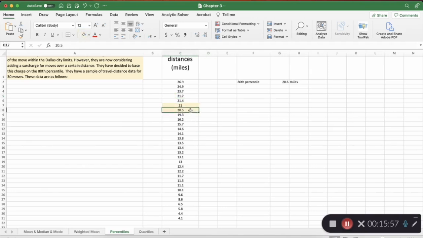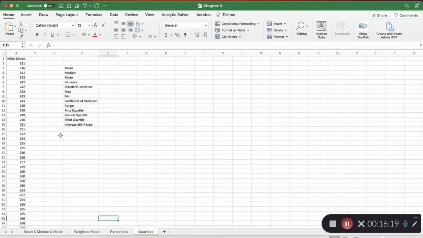So 20.6, we have 80% of the data less than this value. Look at them, all of them. So anything exceeding 20.6 miles will be subject to the surcharge. This is the percentile, the way we find the percentile, okay? The last one is doing the quartiles.